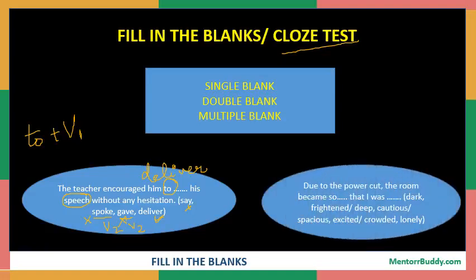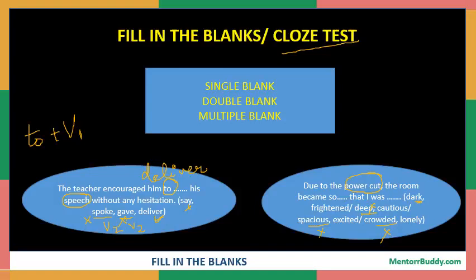Let's move on to another example. Here the example reads, due to the power cut, the room became so dash that I was dash. Now here we need two words. Since it's a double blank question, we have options like dark and frightened, deep and cautious, spacious and excited, crowded and lonely. Now remember that the feature here is the power cut. Due to the power cut, the room became so dash. It cannot be deep, so this is incorrect here. It cannot be spacious, again incorrect. It cannot become crowded. After the power cut, it can only become dark since there is no power.